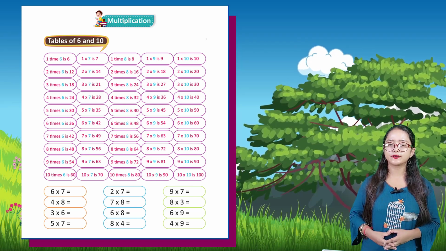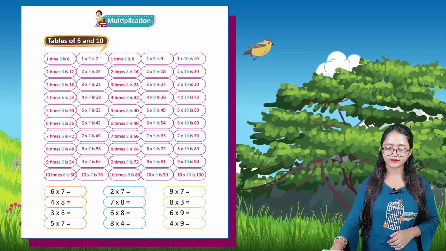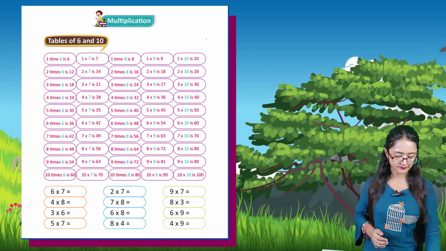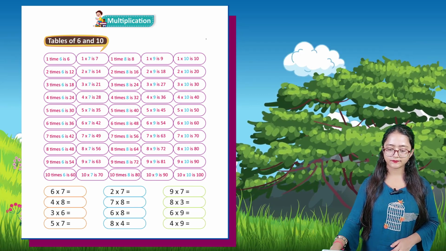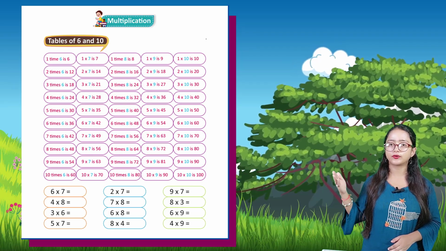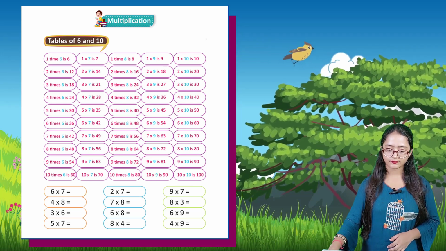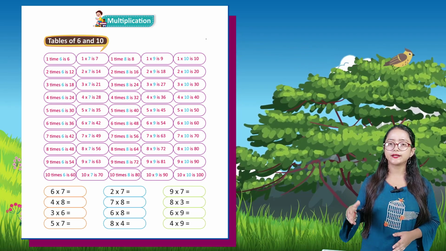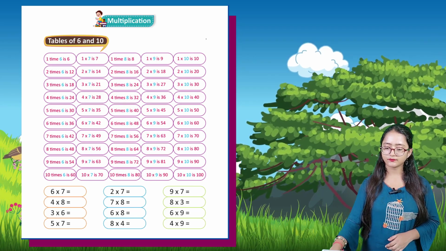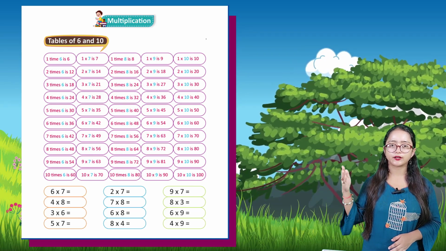Next one, 2 times 7 is 14. Write down 14. Next one, 7 times 8 is 56. Write down 56. Next one, 6 times 8 is 48. So write down 48. Next one, 8 times 4 is 32. Write down 32. Next one, 9 times 7 is 63. Write down 63.